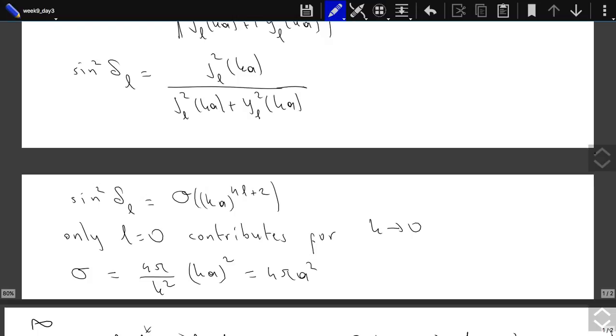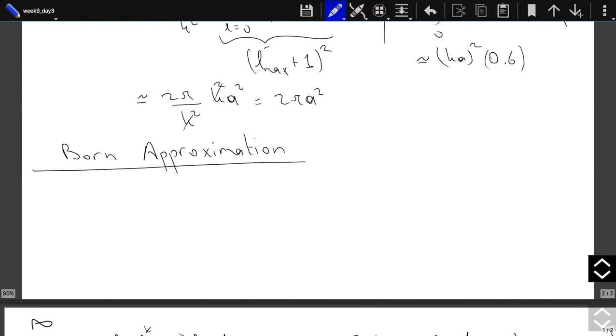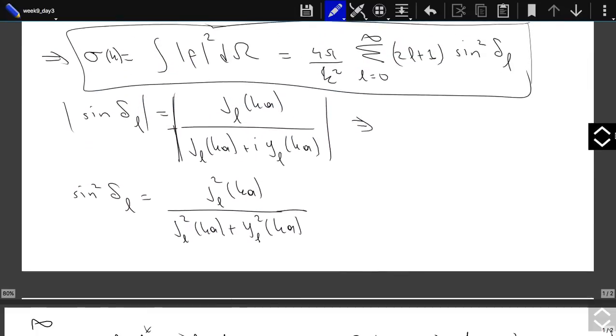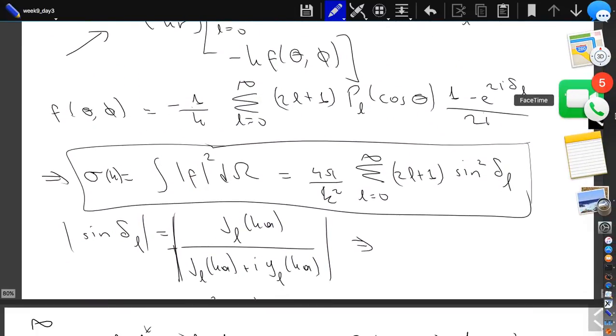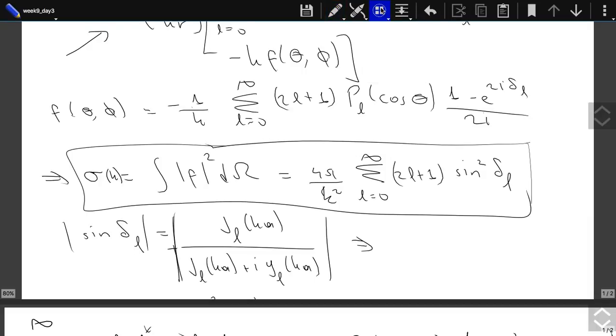Well, hold on. Before going on with this Born approximation, let's also look at one more thing. Let's look at these two expressions.